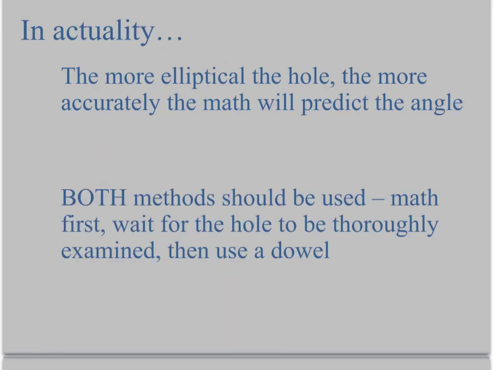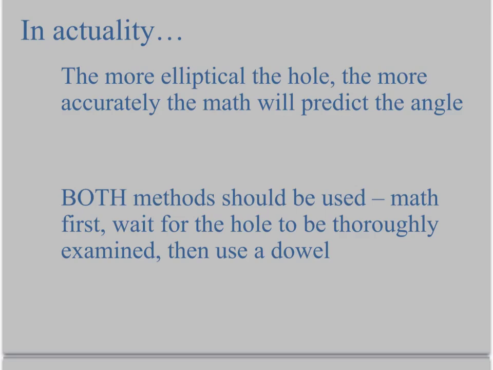So in actuality, the more elliptical the hole, the more accurately the math will predict the angle. We should use both methods to figure out the angle of impact. We're going to use the math first because that doesn't destroy any evidence. But once the evidence in the hole has been thoroughly cleaned out and taken and examined and all of that, then we can use a dowel rod.